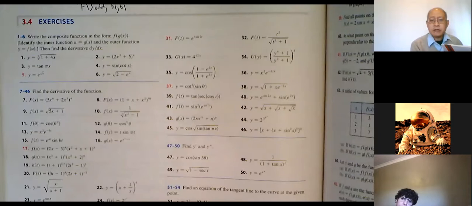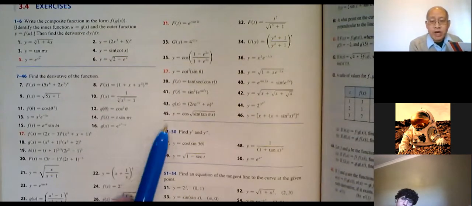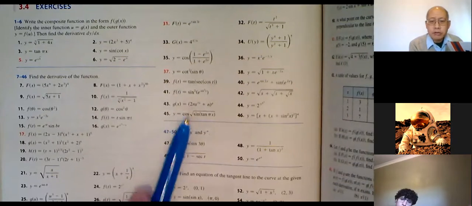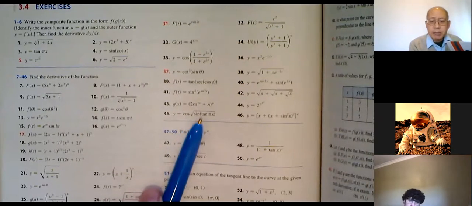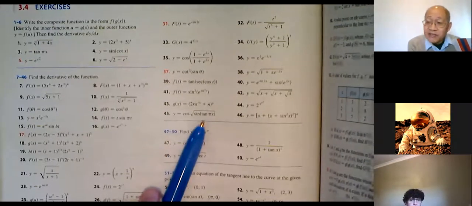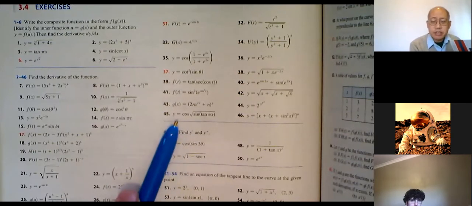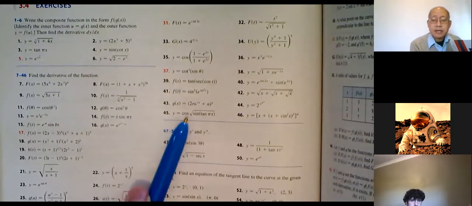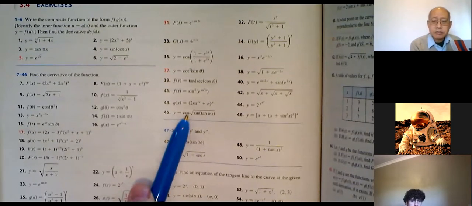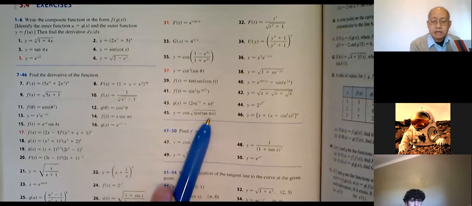Okay, I'll show you tomorrow. 45 is really a doozy. Look at 45. y equals cosine square root sine tan pi x. So there are 1, 2, 3, 4, 5 functions deep. So the chain rule goes 5 deep because your outermost function is the cosine. Second is the square root. Third is sine. Fourth is tangent. And fifth is multiplying by pi.